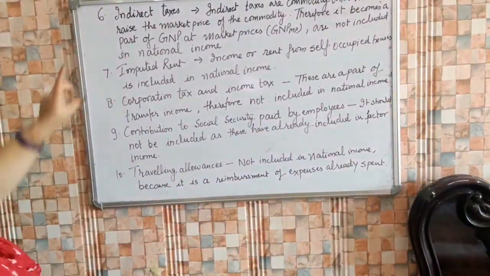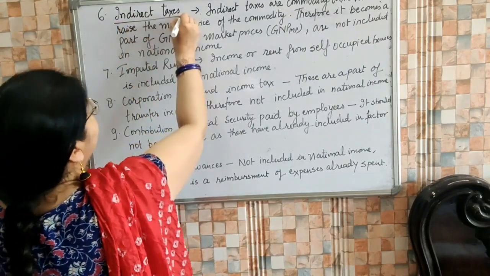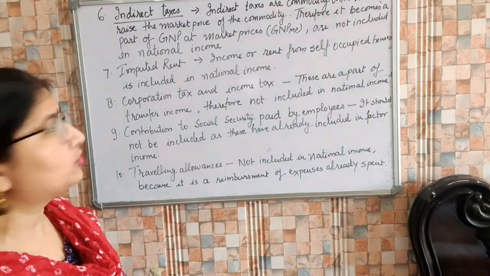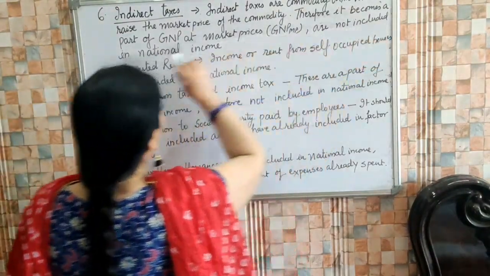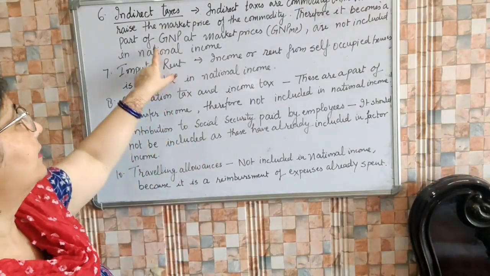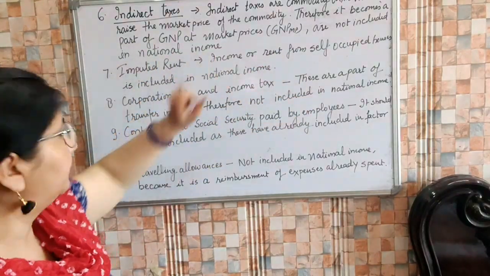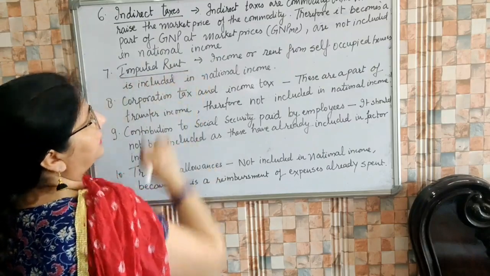अब लेते हैं हम और कुछ precautions. Indirect taxes. Indirect taxes are commodity taxes which raise the price of a commodity, market price of a commodity. Therefore, it becomes a part of GNP at market price, जिसे हम कहते हैं. The GNP at market price are not included in national income.